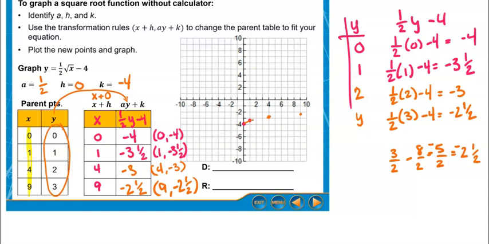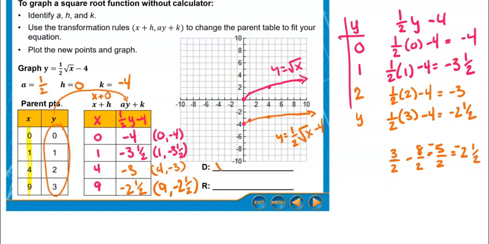So this one isn't as steep as the parent function would be. If I were to graph the parent function, it will look like this. It's at (0, 0), (1, 1), (4, 2), and then (9, 3). See how this one, the parent, is more steep, more stretched than the other one, which is y equals 1/2 square root of x minus 4. And this process will work for any of these kind of square root functions. It works with more complex ones as well.